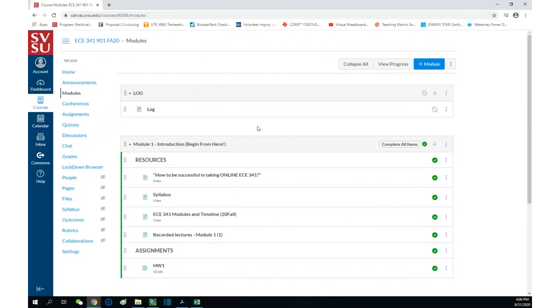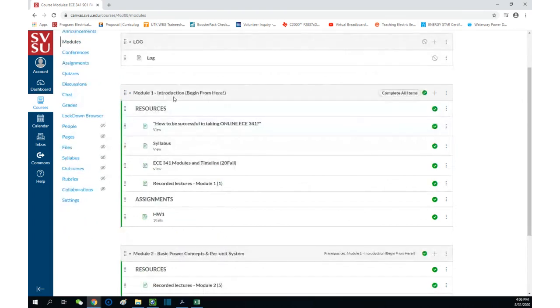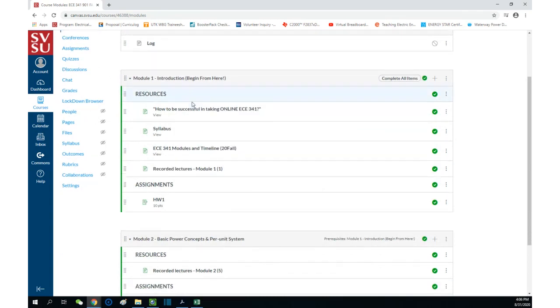Because some of the faculty use modules in the Canvas, some faculty don't. So I'm using it. So your understanding is just that modules mean nothing but topics. Topic 1, or say module 1, is the introduction of the power systems. Today, besides a little bit of introduction of the knowledge, we need to go through these 3 documents to get familiar with how to take this course. Very, very important.